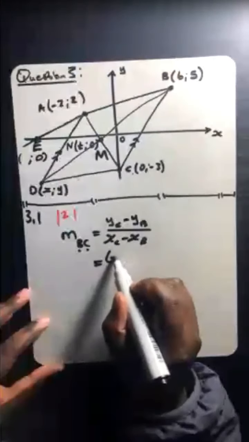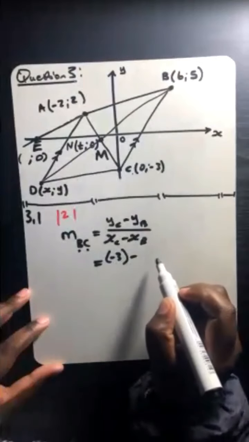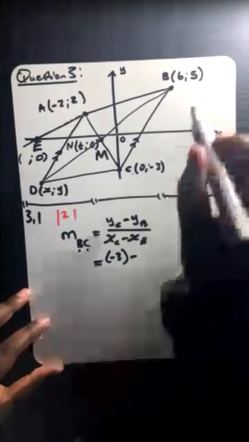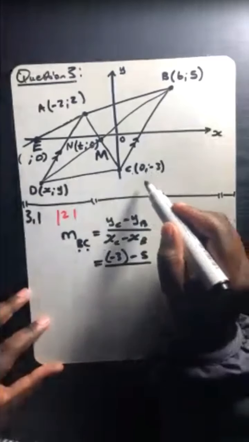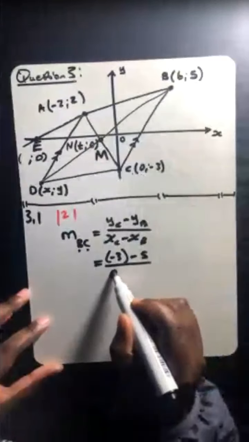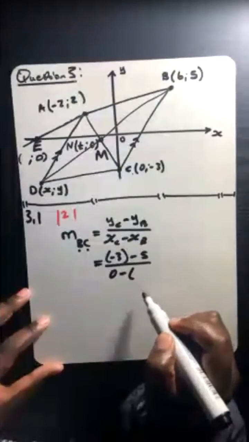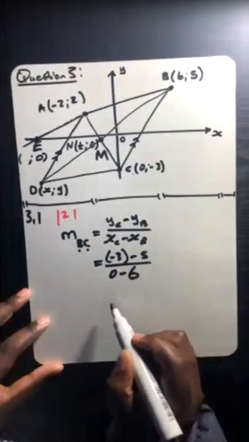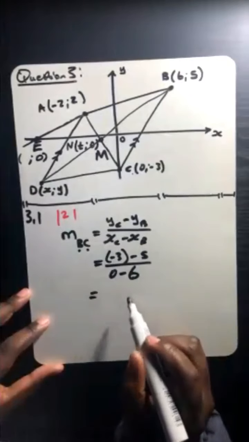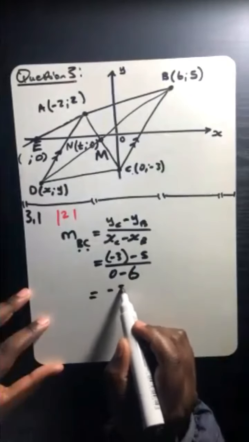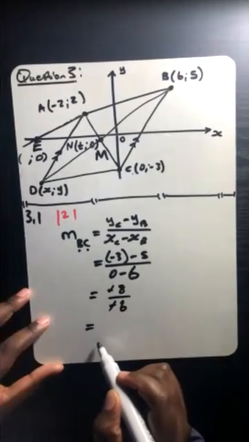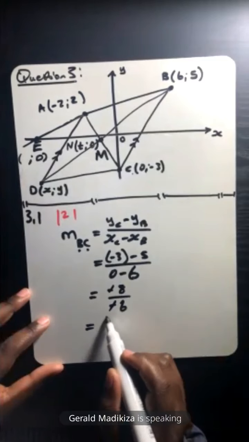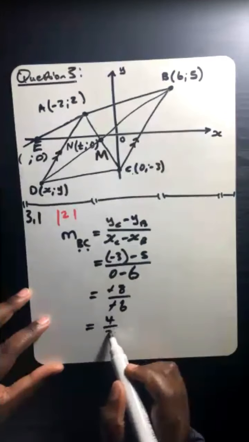Y2 in brackets is -3 minus what is YB? It's 5. All of that divided by X of C is 0 minus what is it? It's -6 in this case. So I'm just going to punch. Can someone just assist me with an answer to that question? I think that 4/3, sir. Yes, it should be positive 4/3.